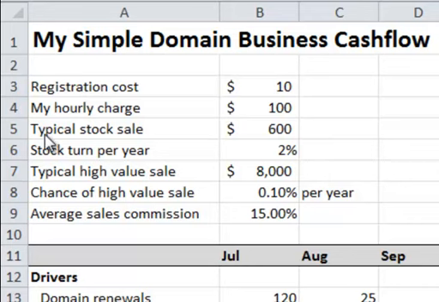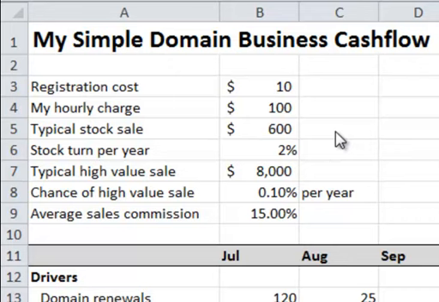I then have a few other things, which is typical stock sale. I divide the domains up into a number of different areas. The first one is a stock sale, where all I want to do is sell a domain for, say, $600 to $1,000, and I want a stock churn on my domain portfolio of, say, 2% per year. That's distinct to the really high value domains, which are $8,000 or $10,000 or thousands of dollars worth, and those sales don't happen that often. In fact, I said the chance of a sale like that happening is about 0.1% per year.